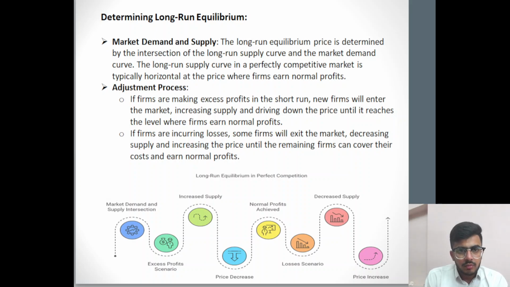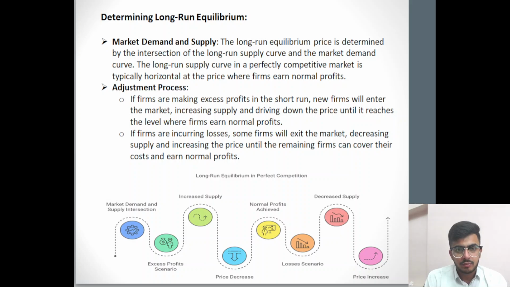So the factor determining long run equilibrium is market demand and supply. The long run equilibrium price is determined by the intersection of the long run supply curve and the market demand curve. The long run supply curve in a perfectly competitive market is typically horizontal at the price where the firm earns normal profits.